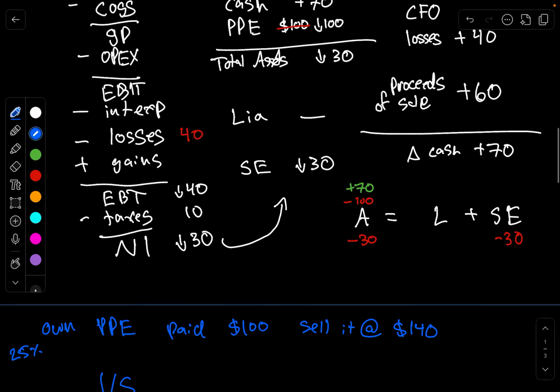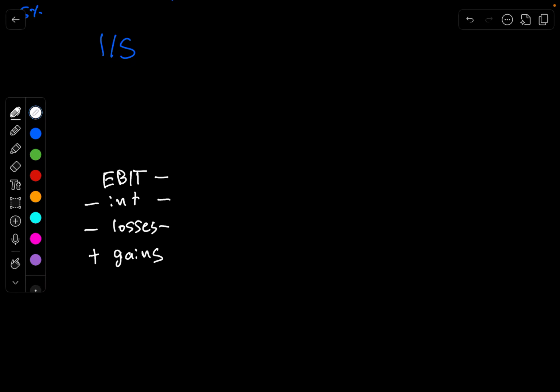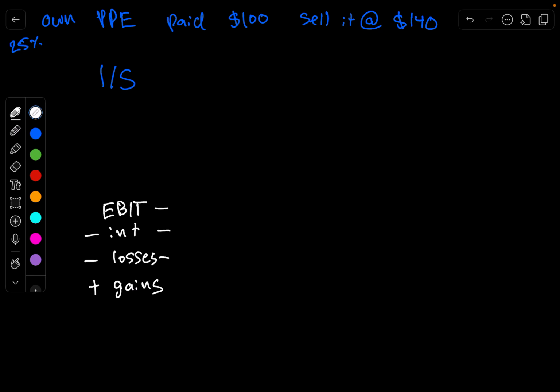We're going to do basically the exact same thing that we did up here. We have our EBIT all the way down here, and that stays flat. Then we're going to subtract out interest and losses. No losses here, no interest here. But now we're going to add back the gains, and here we do have a line item. What's the gain here? It's $40. So we have an additional $40, meaning that our earnings before taxes are up by 40.